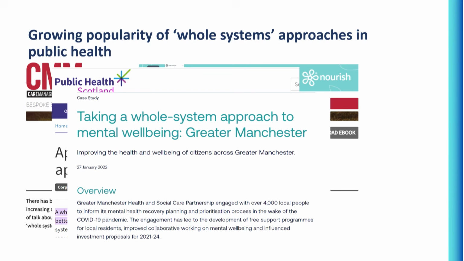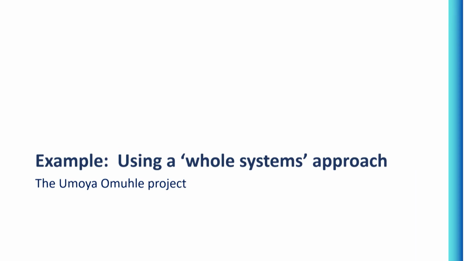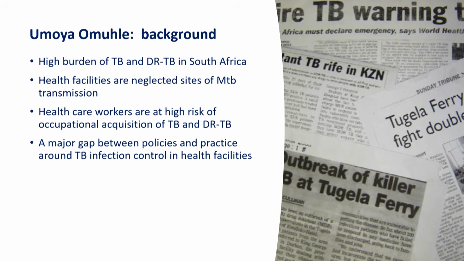This is one on mental health, mental well-being. And the last one is from the EU, a systemic whole school approach to mental health and well-being. So again, bringing in systems thinking, a systems approach to public health issues. Now I'm going to give you an example from our own research.